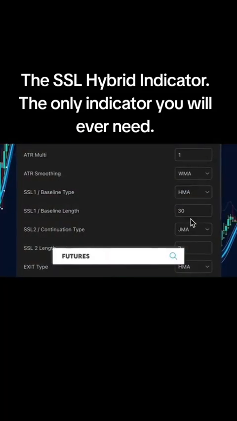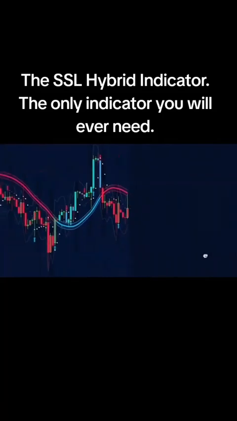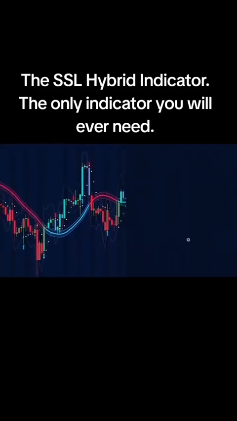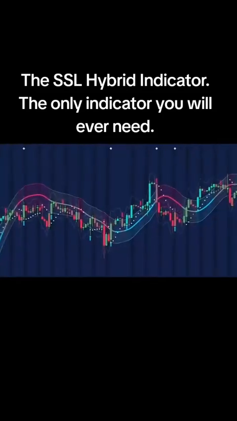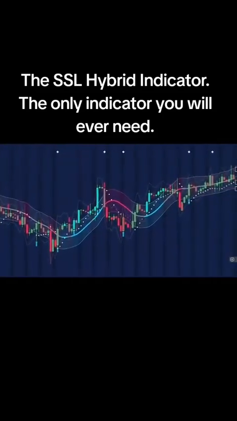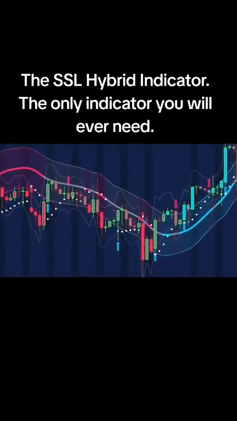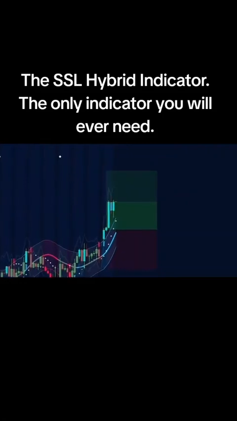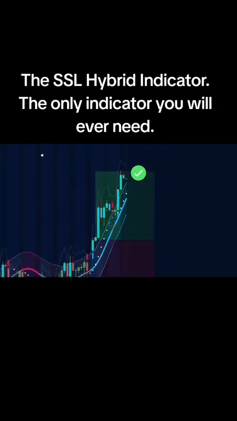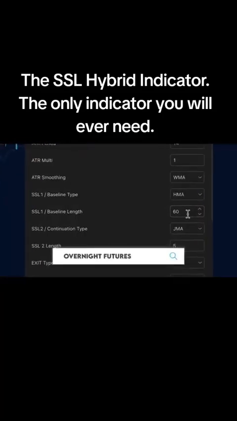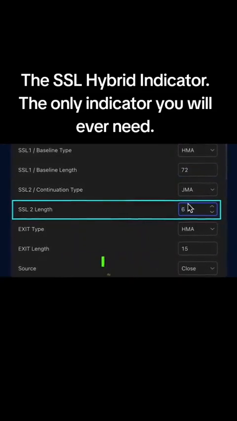For futures, set your baseline length to 45 and SSL2 length to 7. Futures markets move with institutional flow, so increase your ATR criteria to 1.1 to filter out the noise from algorithmic trading during RTH sessions. Pay special attention to the gray candle warnings during key levels. Futures often respect previous day's highs and lows, and SSL Hybrid's Keltner integration helps identify these critical zones. For overnight futures sessions, increase all length settings by 20% as the lower volume can create more false signals.